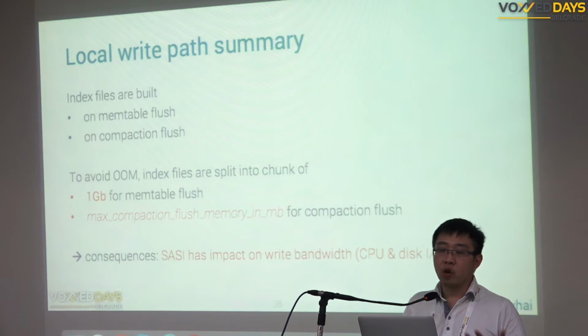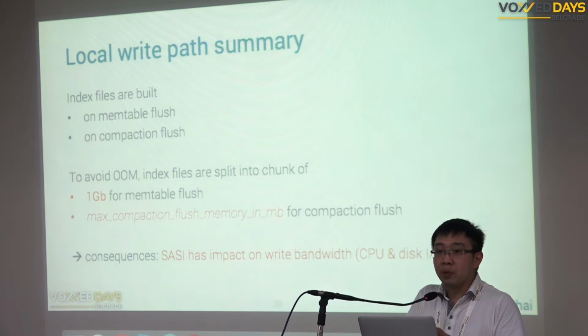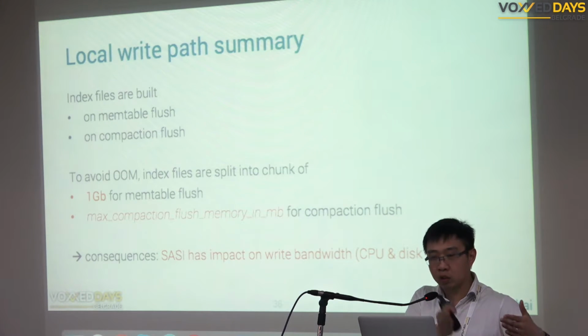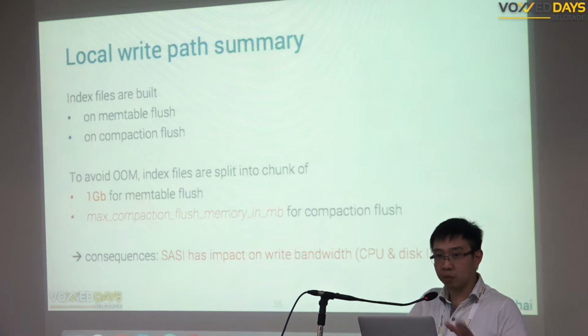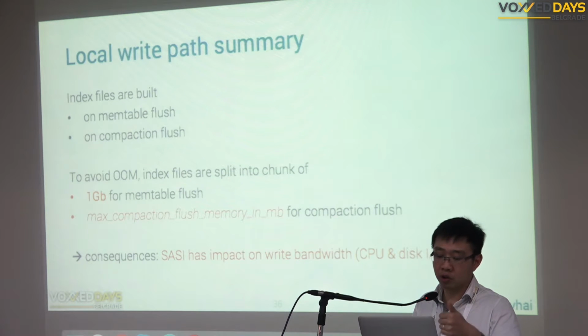To avoid out of memory issues, if your index data in memory is bigger than 1 GB, SASI will start flushing incrementally some segments of your index data to disk, and then we merge all the segments together. The consequence is, if you are using SASI, this new index, it will cost you, of course, bandwidth on CPU and disk. There is no free lunch.